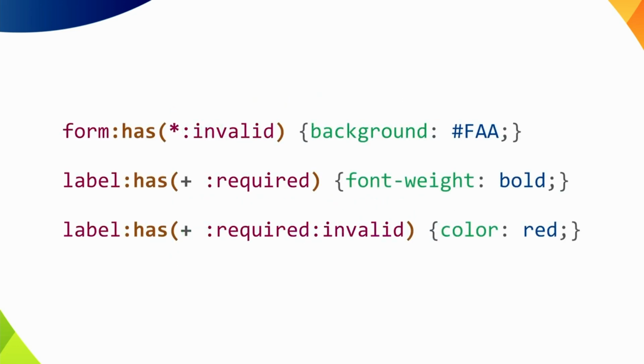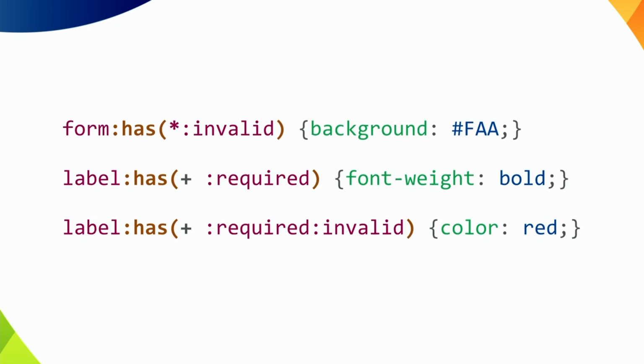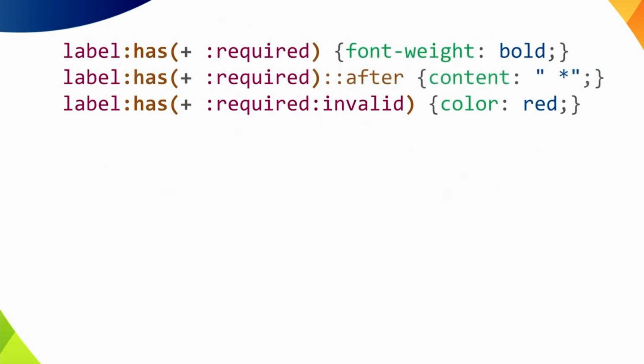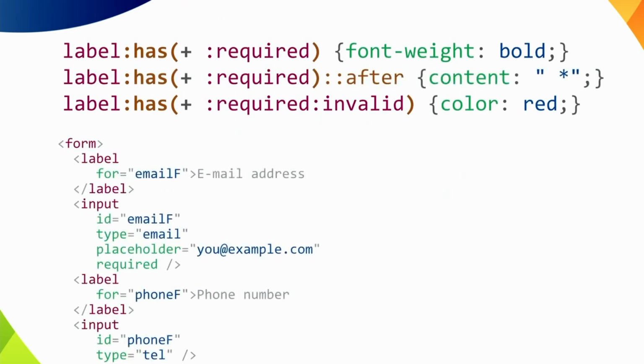And forms are a great place to use has. Labels and inputs and selects and text areas and so on can be supercharged with simple has selectors like these. For example, as in that first rule, you could fill an entire form's background in light red if any one of the fields inside of it is in an invalid state. That might be a bit much, but you could use this set of selectors as applied to this markup.